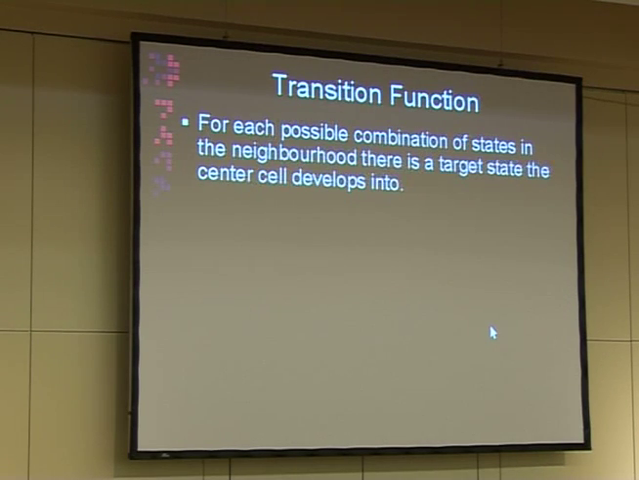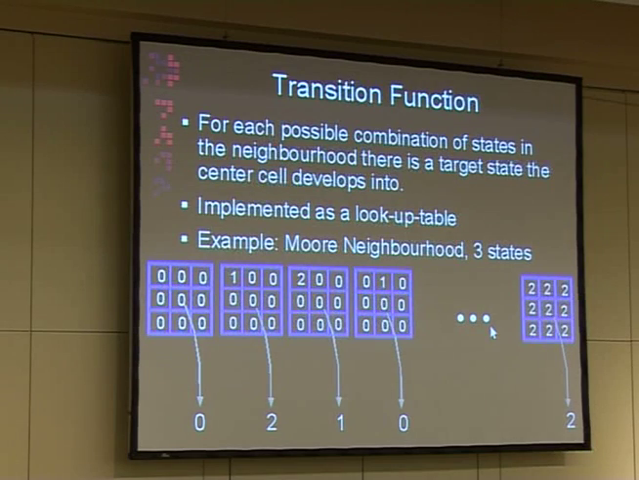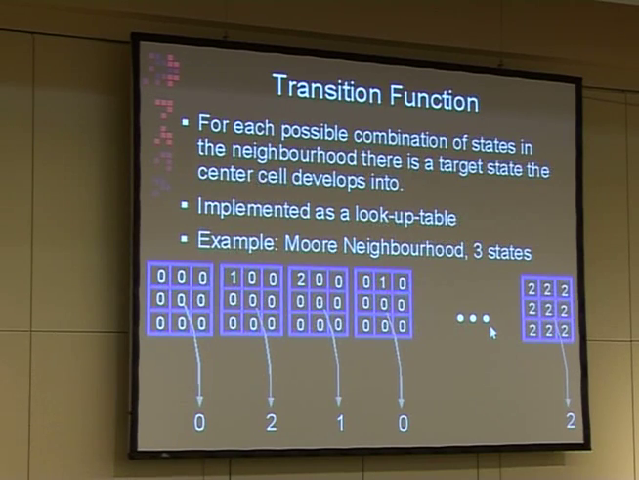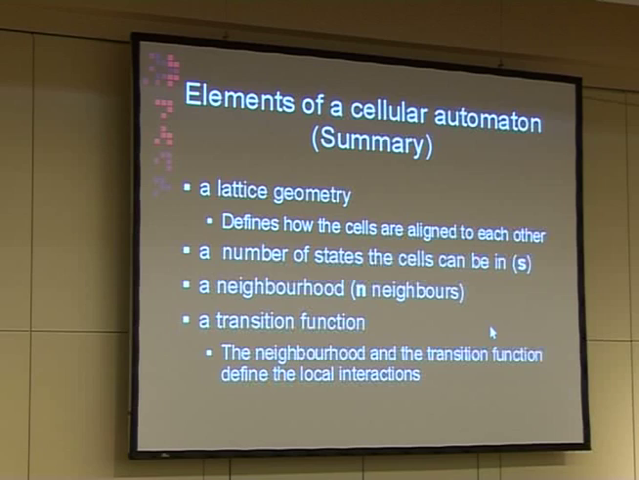And how is this influence really modeled? Think about it. For each possible combination of states in the neighboring cells, you have one target state that the center cell develops into. And this is simply implemented as a lookup table. An example: let's take the Moore neighborhood with 3 states. Then for each possible neighborhood, we have one target state. This summarizes what I've said so far.